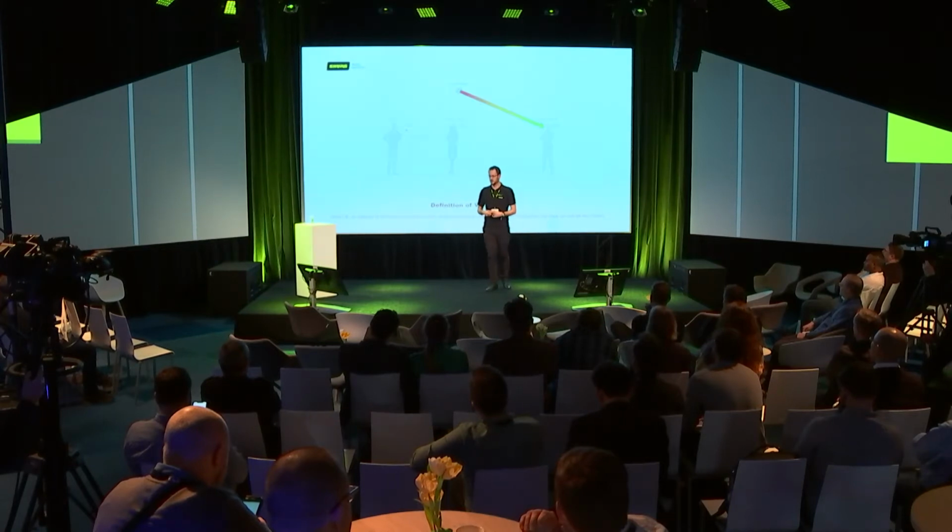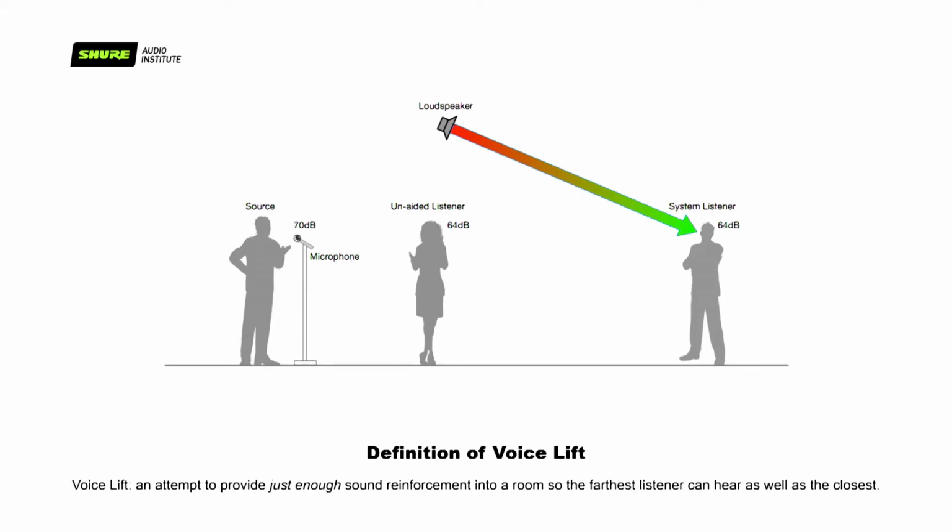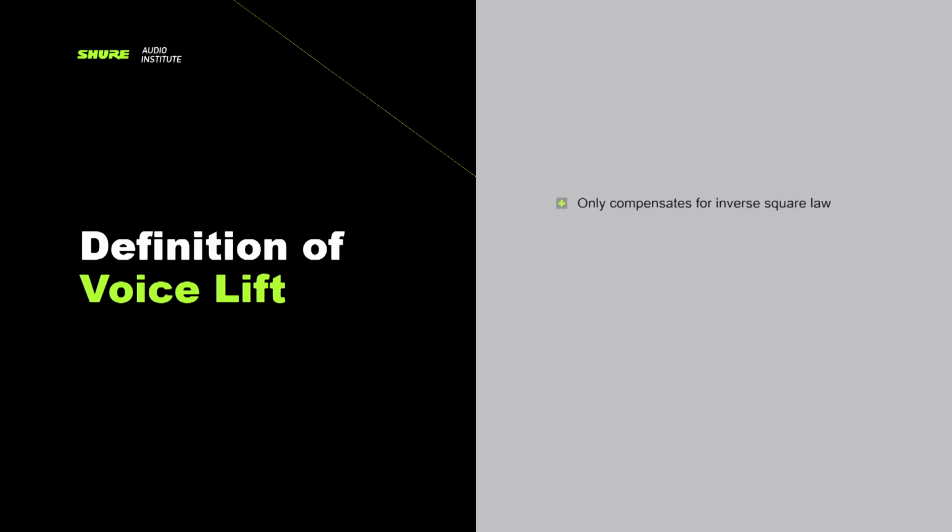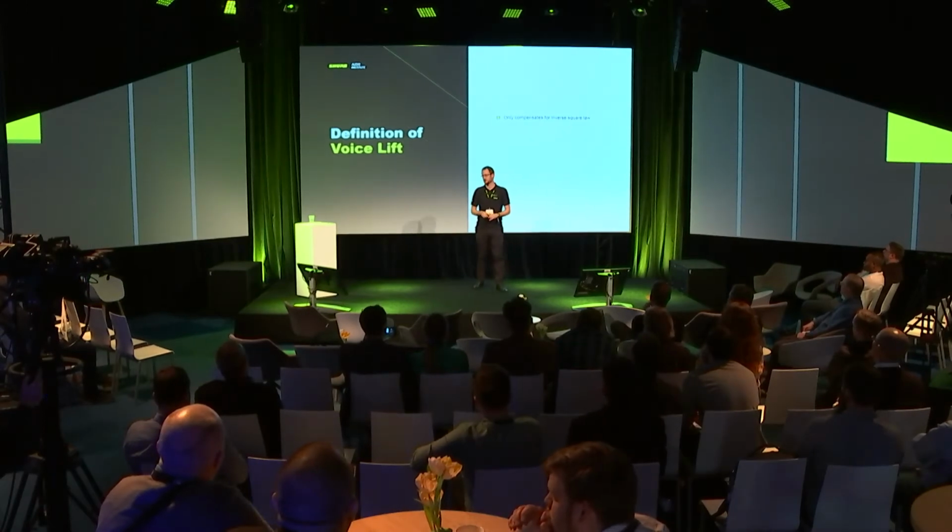So a definition here of voice lift is an attempt to provide, as I've just explained, just enough sound reinforcement into a room so the furthest listener can hear just as well as the closest. So it's a very defined use of a system. And what it does, it only compensates for inverse square law, which on a very rudimentary level states that every time you double the distance between the sound source and the listener, you lose 6 dBs of power.